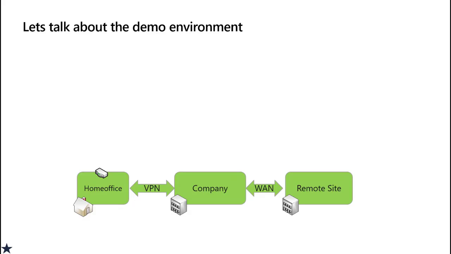Think about a company, maybe it's located in the United States. Think about a remote site somewhere in the world. Think about a home office like my home office, I'm in Germany. My home office user can use a VPN. Other remote users maybe they have their own wide area connection. The company has a carrier to the internet as usual.